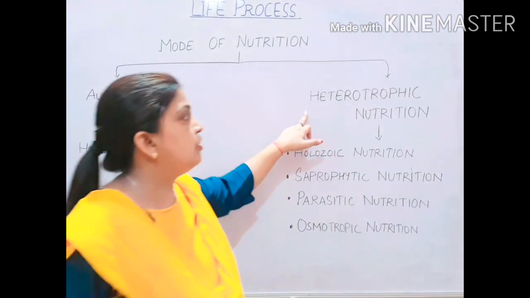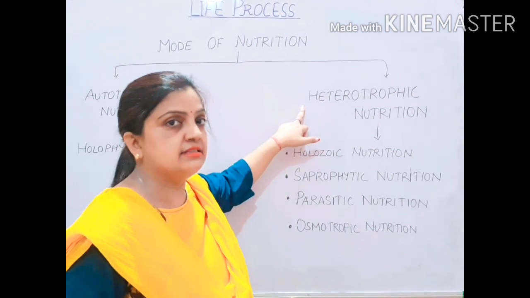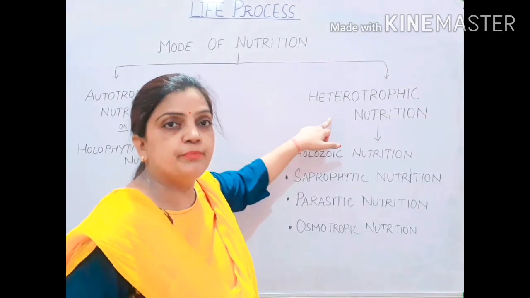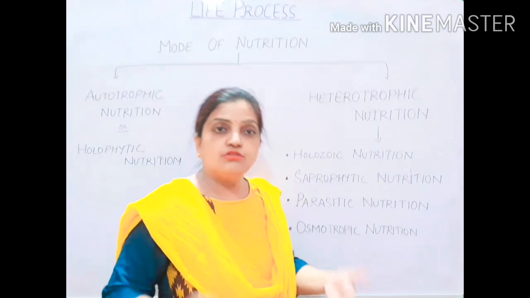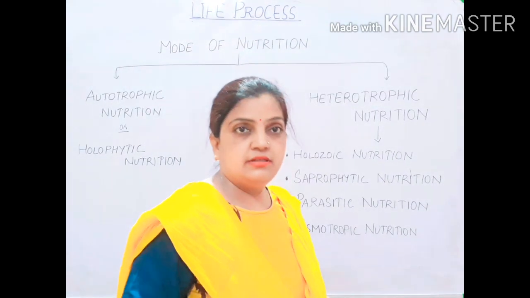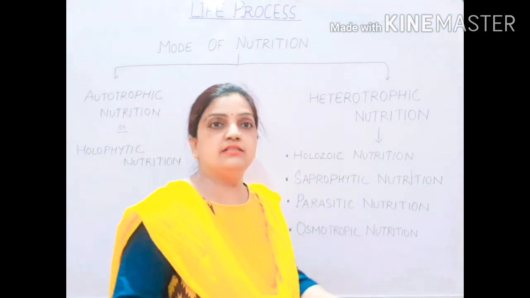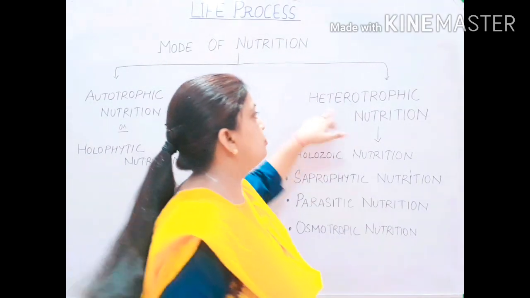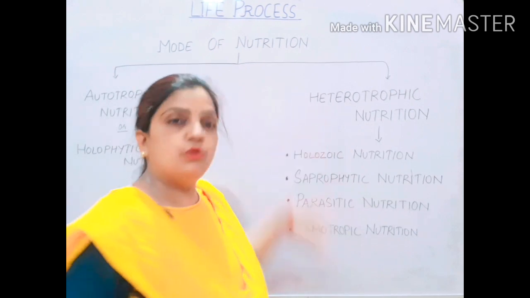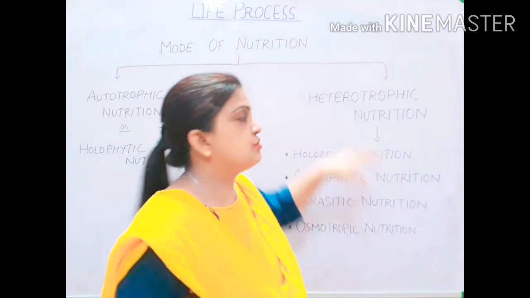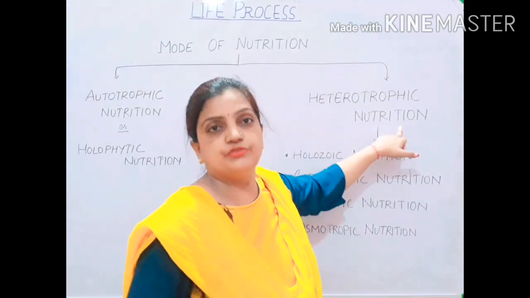The second mode of nutrition among living organisms is heterotrophic nutrition. Hetero means different. So when living organisms are dependent on others for their food, they are called heterotrophic organisms, and the mode of taking nutrition is called heterotrophic nutrition.